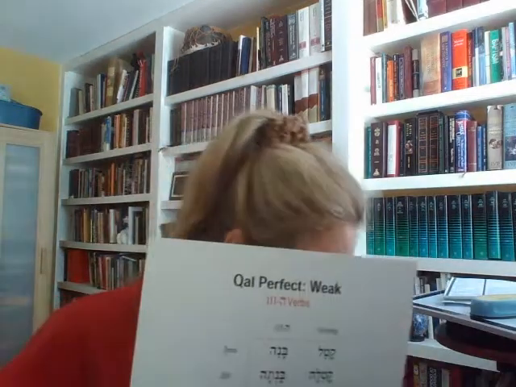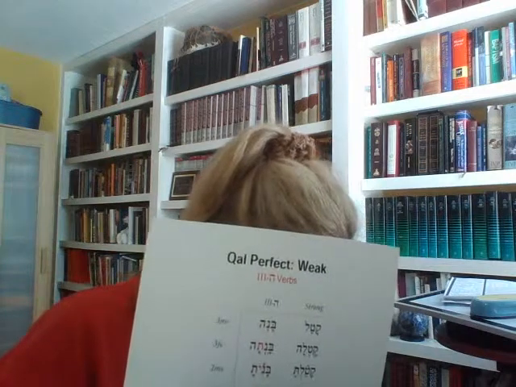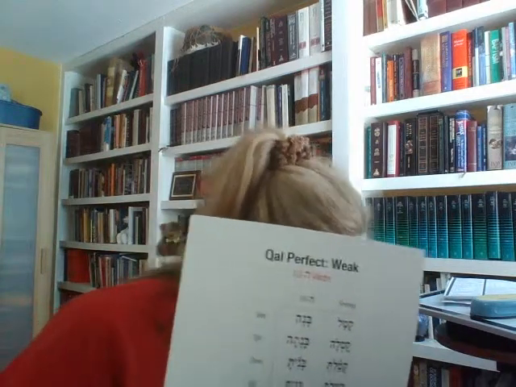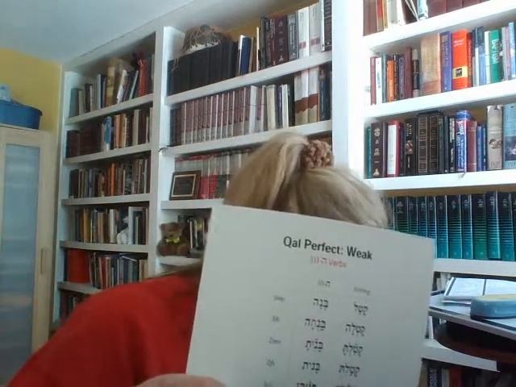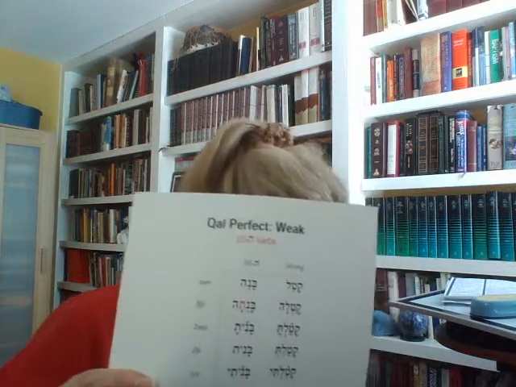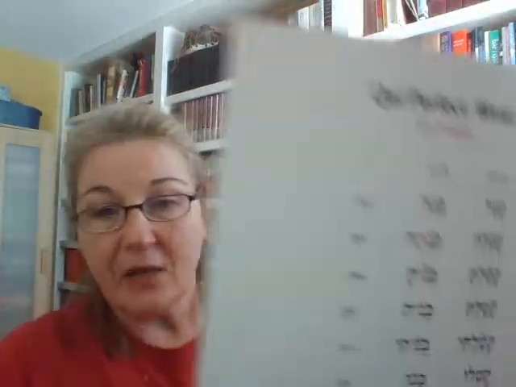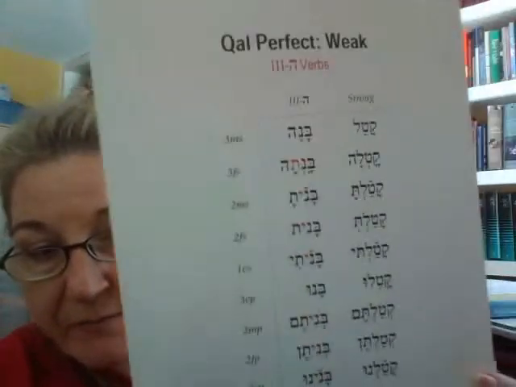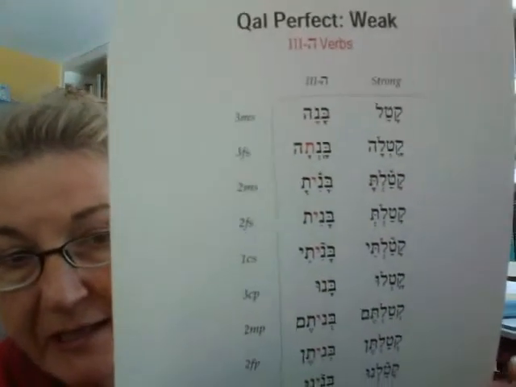The next one that I want us to look at is the 3 hay verbs. And let's see what page that is in your book. It starts on page 154. It's 14.6, and it goes through 14.7. So I'll hold this paradigm up for you to see, and hopefully I can hold it steady here.